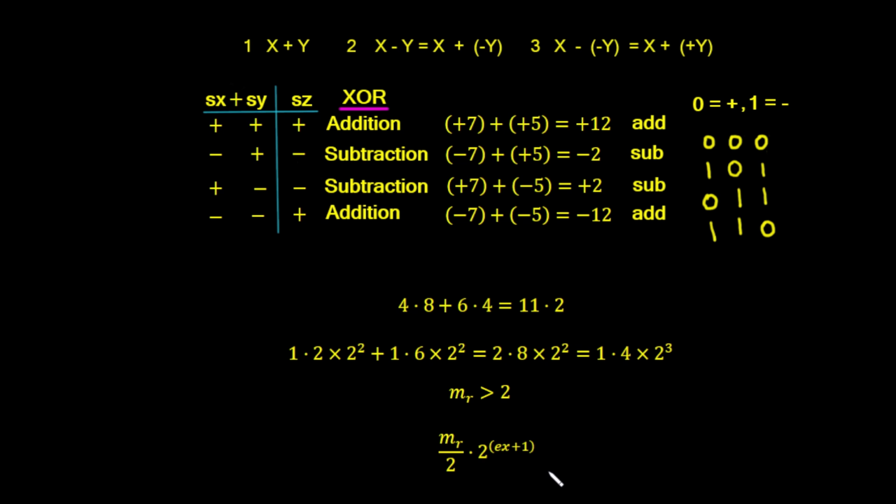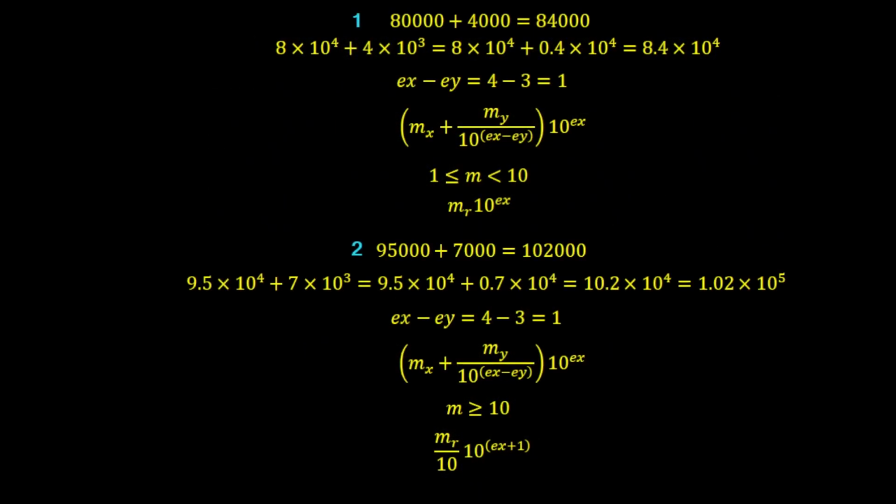Now if we have a different exponent, we do it slightly differently. So let's look at that next. So here are two examples, again using base 10, which will describe to us what happens whenever we are adding numbers together which are in different exponent ranges. So we've got the number 80,000 plus 4,000. We add those together, we get 84,000. So that can be written as 8 times 10 to the 4 plus 4 times 10 to the 3.